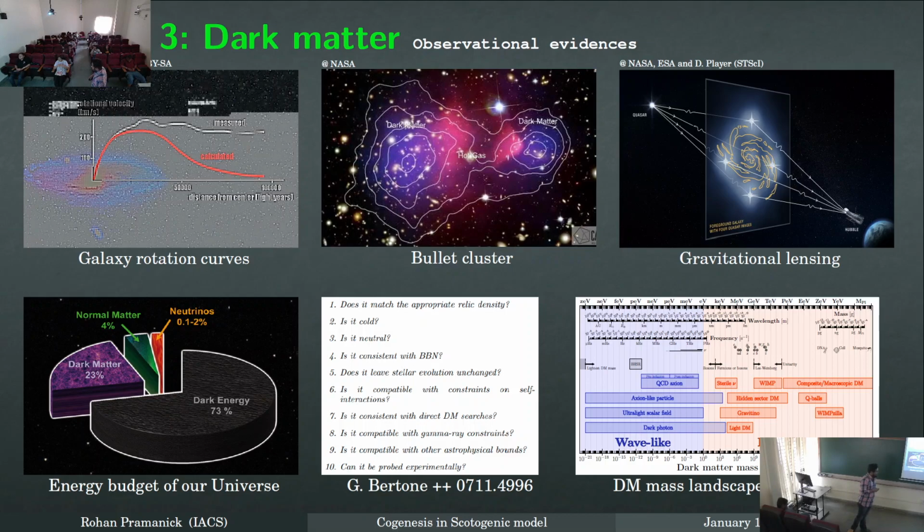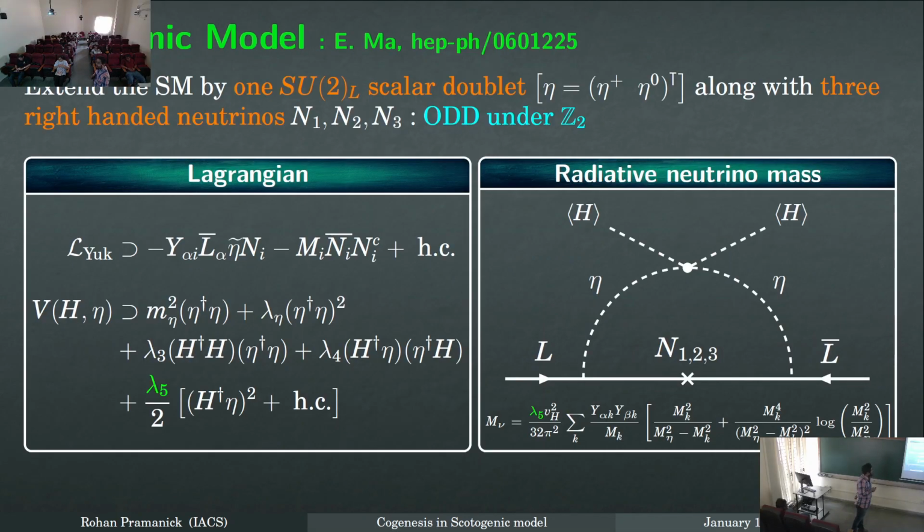So in order to address all three of these problems, one can also look for radiative realizations of the Weinberg operator, which are non-trivial. The simplest radiative neutrino mass model, where the neutrino mass is generated from loops, was written by Ernest Ma, and this is known as the Scotogenic model. What one does is extend the scalar sector of the standard model by one SU(2) doublet scalar field, which is written as eta, and three right-handed neutrinos N1, N2, and N3.